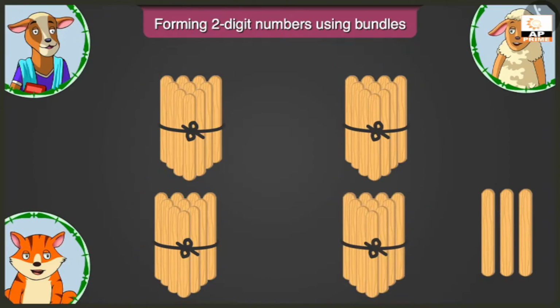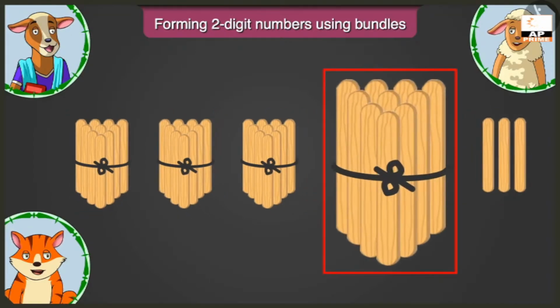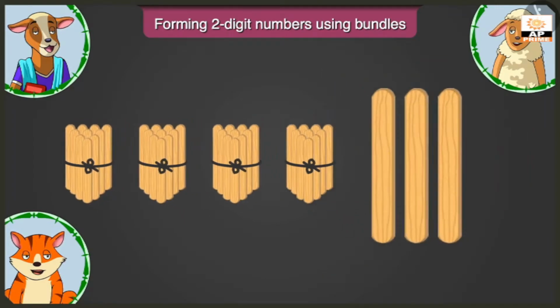Who will count further? I will count 1, 2 and 3. Here is the 5th bundle of tens. Hey Billy, what is this? Bundles of tens means that group must have 10 objects. Here there are only 3 sticks, so we cannot make a bundle of 10 with them.